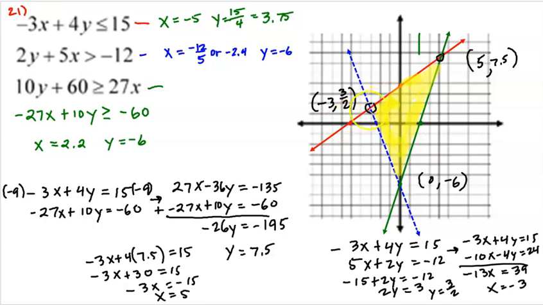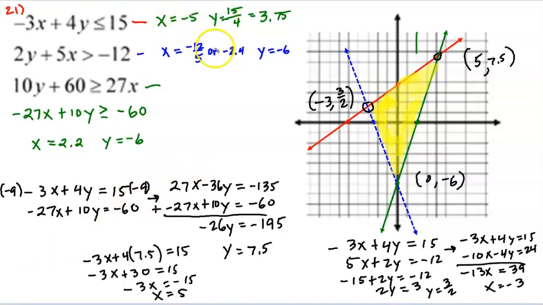So this part looks a lot better being drawn than this one does. I may have counted the space wrong, but the graph looks good. We've identified exactly where the intercepts are. We did the shading. We identified everything that we needed to do. So that is number 21. All right, let's take a look at our second problem.